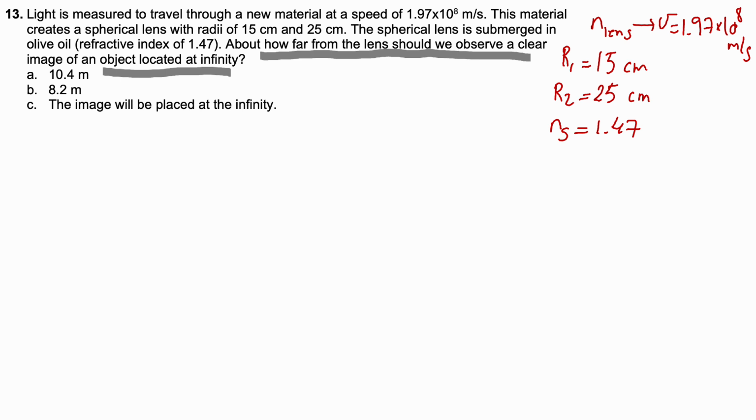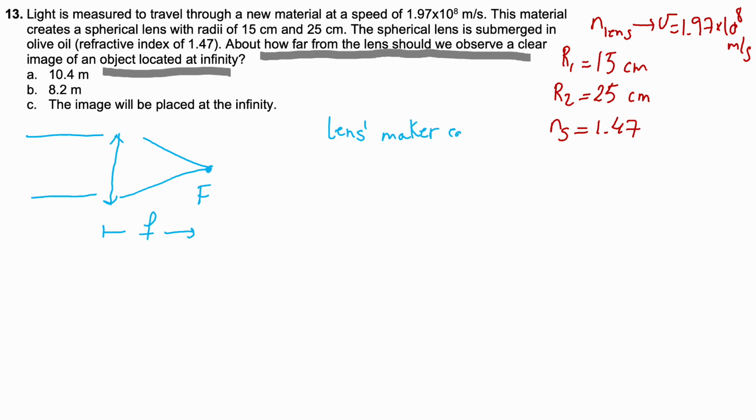When we think about lenses, we have a lens, and when we have an object placed at infinity, that means we are going to see a clear image. All the rays are going to focus on the focal plane, which is defined by the focal length. This tells us a lot because we have the lens maker equation, which relates the focal length of a spherical lens to the refractive index of the lens and the surrounding medium, and the radii.